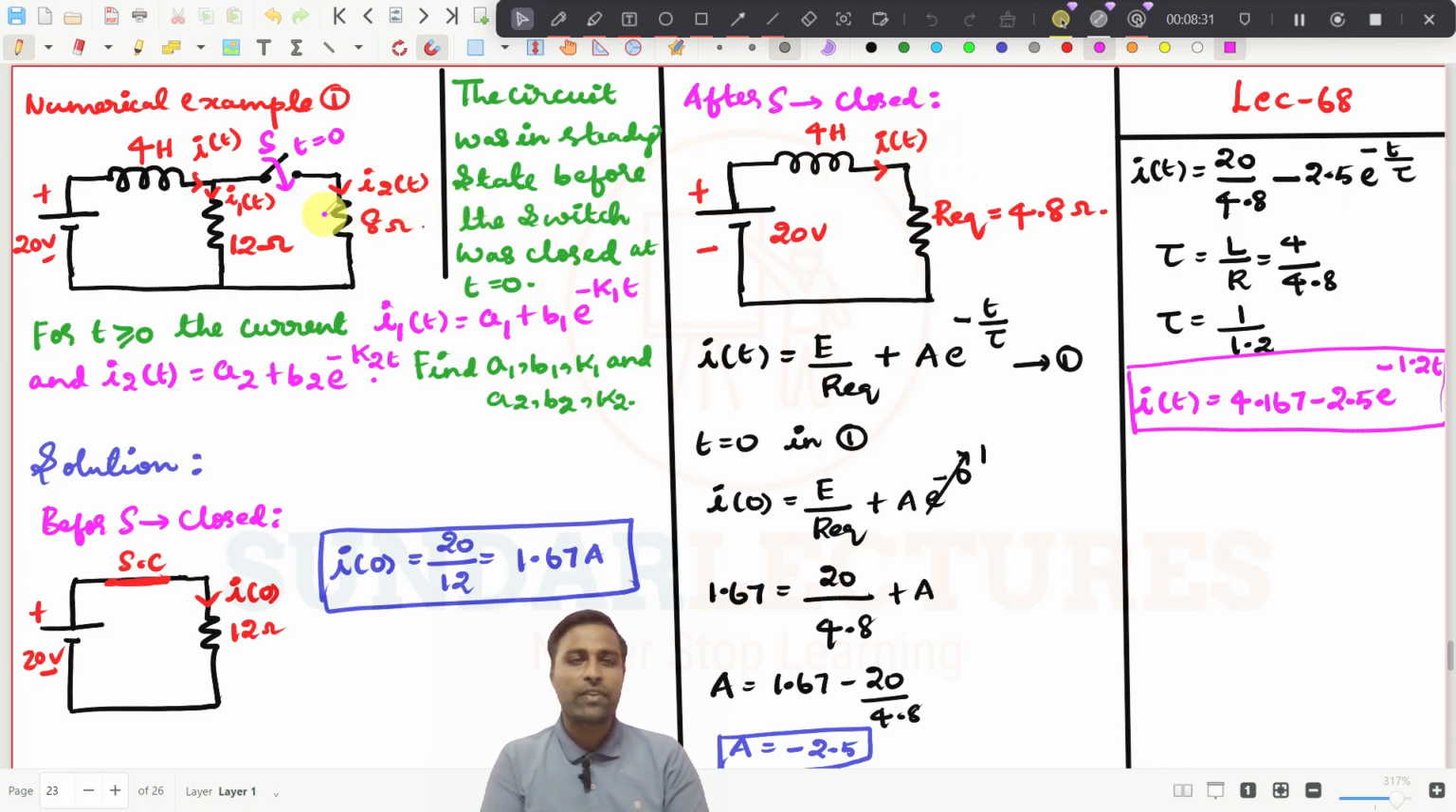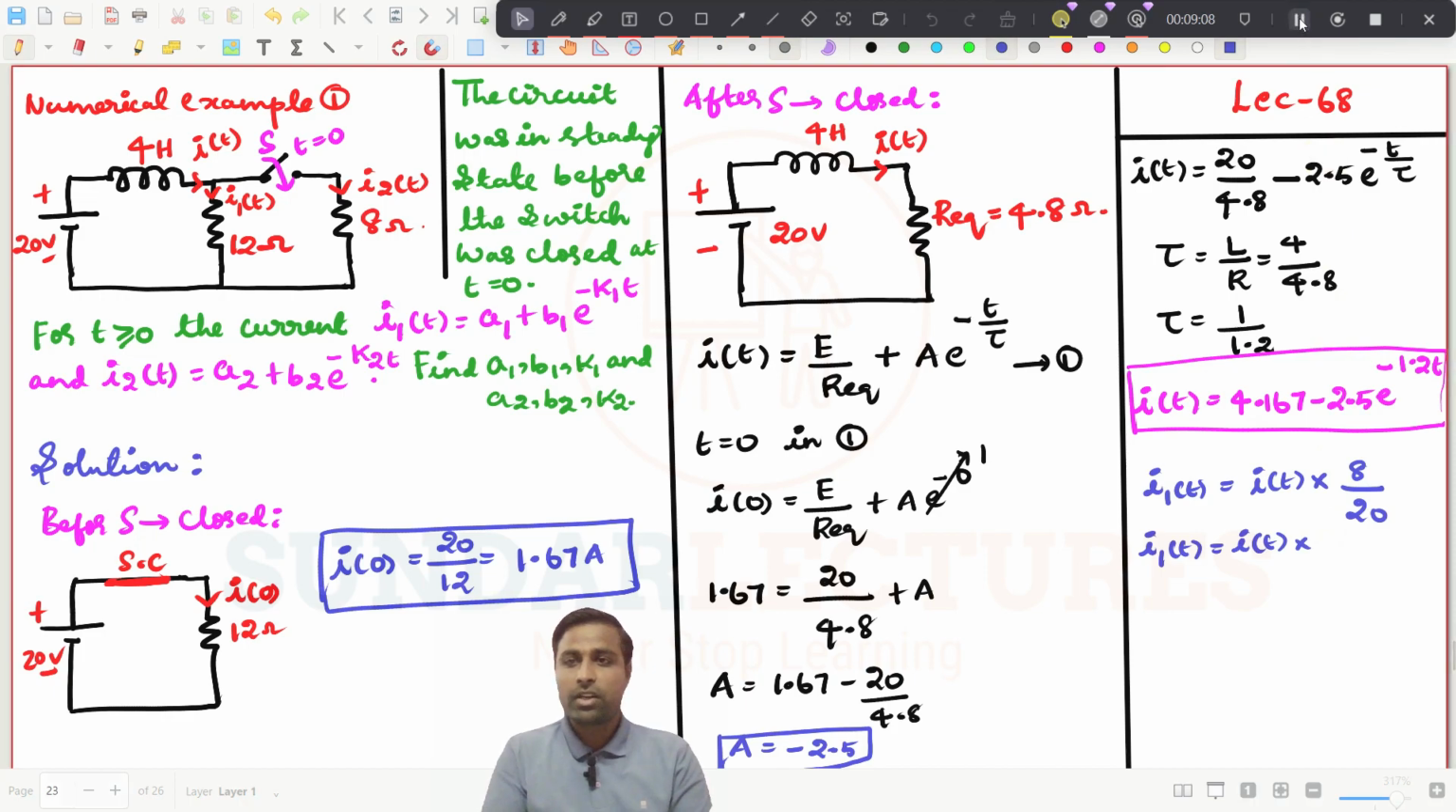So it is simple to find what is the I1 of t and I2 of t. Why? Because you know this one, and if you apply the current division rule here, it is very easy, right? How will you find I1 of t? I1 of t will be equal to, if you want to find this one, I of t into, what is the opposite resistor? It is 8 divided by what is the total resistor? It will be 20.